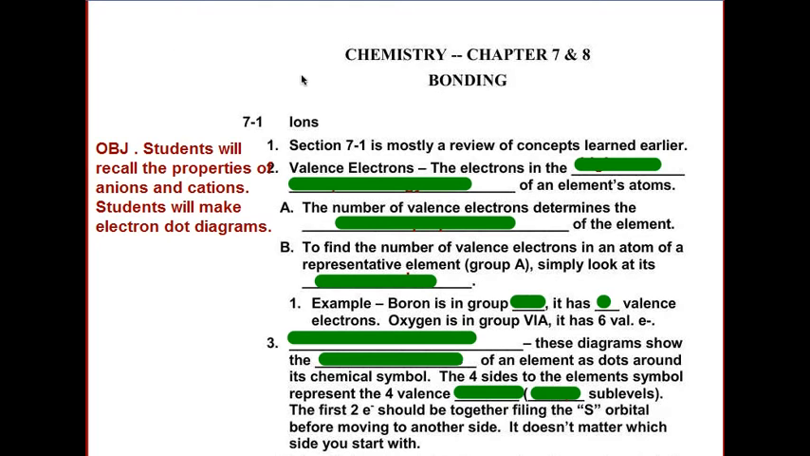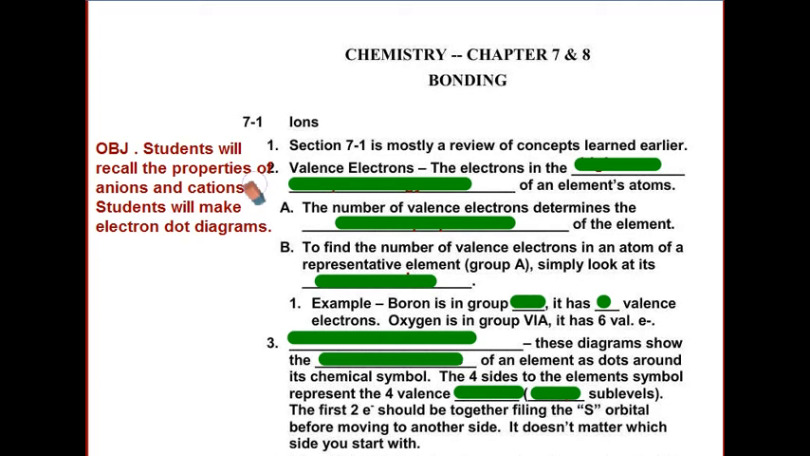And we've already talked about ions to some degree, where we have atoms that try to share the same electron configuration as a noble gas. And to do that, they will either gain or lose some of their valence electrons in order to achieve the same sort of electron configuration as something in group 8A or in group 18. So, section 7.1 is actually mostly a review of concepts we've learned earlier.